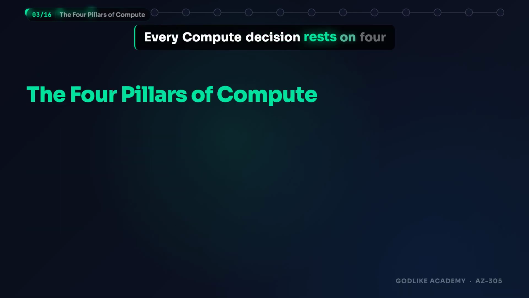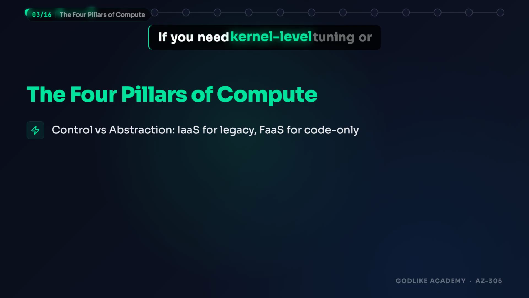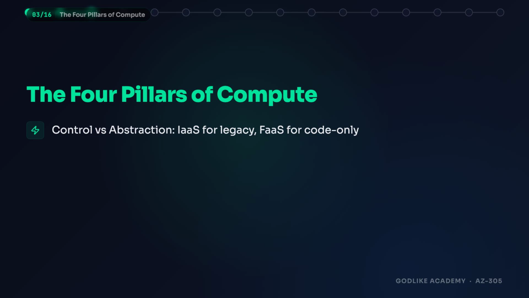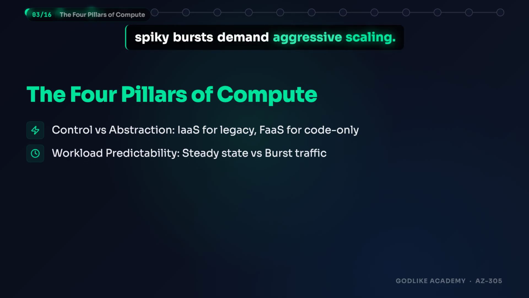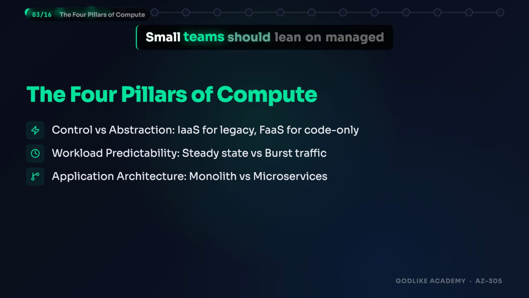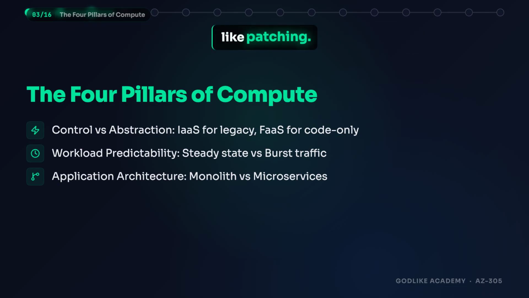Every compute decision rests on 4 pillars. First is control versus abstraction. If you need kernel-level tuning or legacy OS dependencies, you grab high control with IaaS. Second is workload predictability. Steady traffic fits fixed instances, while spiky bursts demand aggressive scaling. Third is application architecture. Monoliths lift and shift easily, but microservices require orchestration. Fourth is operational overhead. Small teams should lean on managed services to avoid undifferentiated heavy lifting like patching.